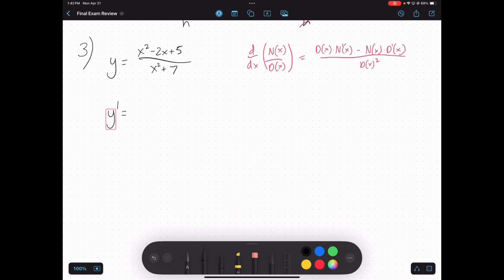So I'll go ahead and put that together here. I'm going to have the denominator multiplied by the derivative of the numerator. What's the derivative of the numerator? 2x minus 2, right? The derivative of 5 just goes to 0, because it's a constant. So 2x minus 2 minus the numerator, x squared minus 2x plus 5, times the derivative of the denominator, which is just 2x. Very nice. All over that denominator squared.